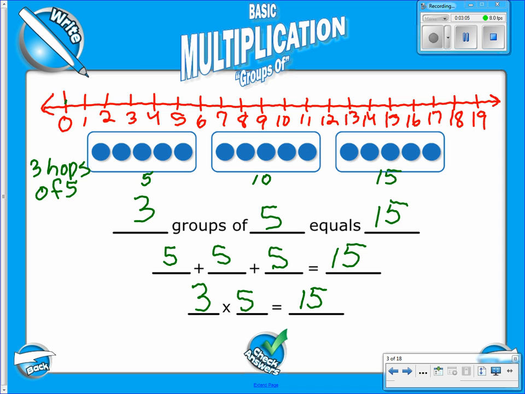So I start at the 0, I jump forward 5. 5 plus 5 lands on 10. 10 plus 5 would land on 15. So my last arrow ends on 15, because 3 hops of 5 equals 15. And this is the same thing as saying 3 groups of 5 equals 15. I would not want to draw a number line that had 5 hops of 3, where each time they're hopping 3 spaces. That does not match this model. So it is important that your number lines and number sentences match the model that is given.